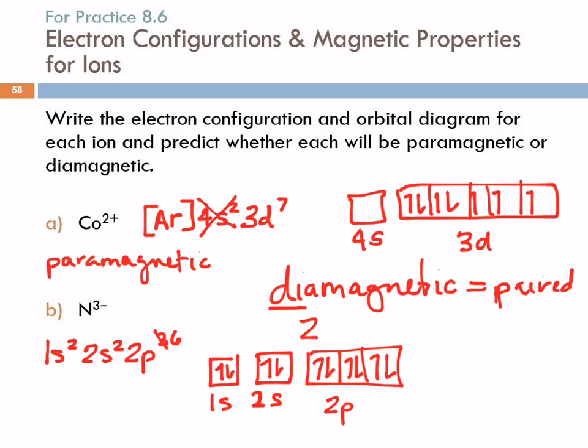Is the ion diamagnetic or paramagnetic? Are they all paired up? They're all paired up. Diamagnetic. Any questions? Got to look at the orbital diagram. We'll see if they're paired or not. Once you get good at it, you can look at the electron configuration, but you guys are just getting started on this, and I find that iffy, so I wouldn't recommend that.